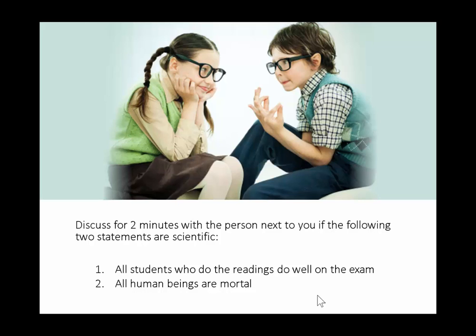Yeah. So what about the first statement? Is that falsifiable? How would we call that? Yeah. Actually, yes. Now it's very straightforward. All students who do the readings do well on the exam. How could I falsify that? Well, I would just have to find one student that did the readings, spent a lot of time on the readings, and just screwed the exam. That doesn't mean that this student exists, right? But in theory, this student could exist, and I could go out and find that student.